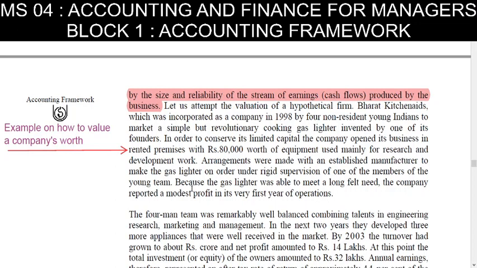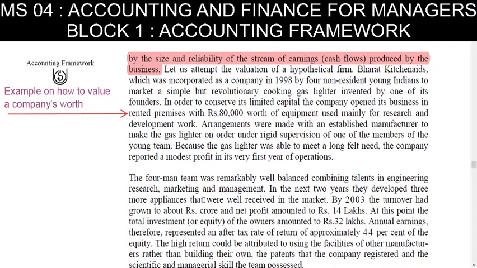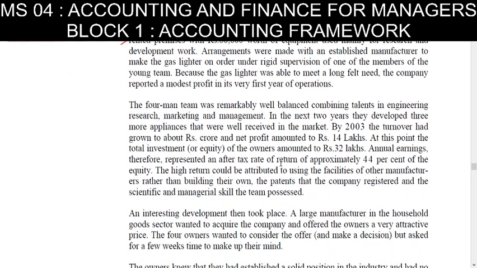Arrangements were made with an established manufacturer to make the gas lighter under rigid supervision of one of the members of the young team. Because the gas lighter was able to meet a long felt need, the company reported a modest profit in its very first year of operations. The four-man team was remarkably well balanced, combining talents in engineering research, marketing, and management.